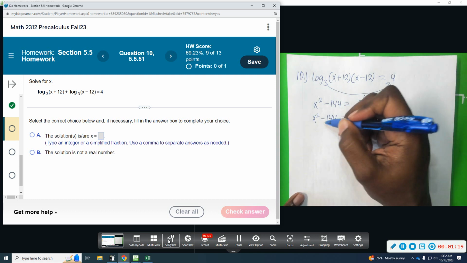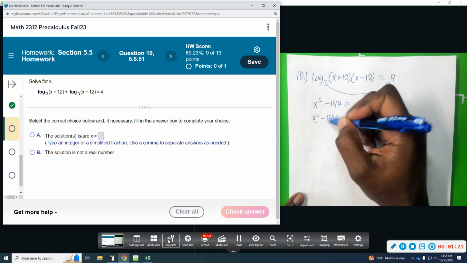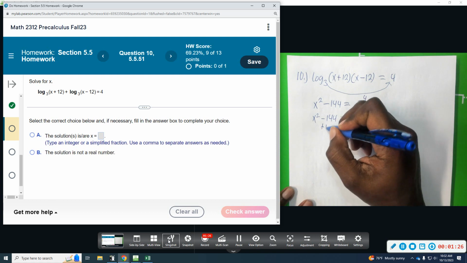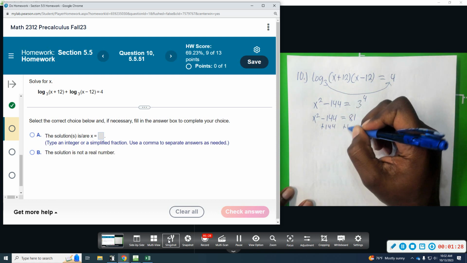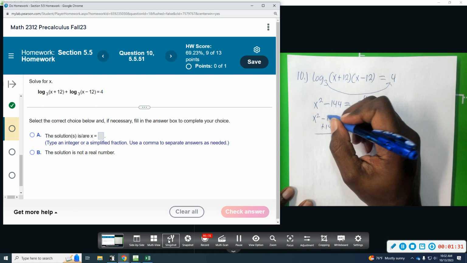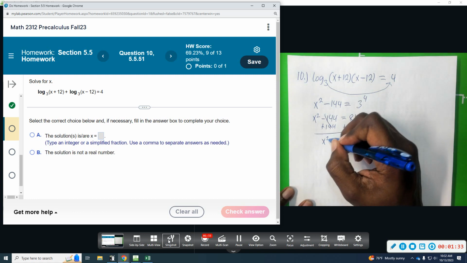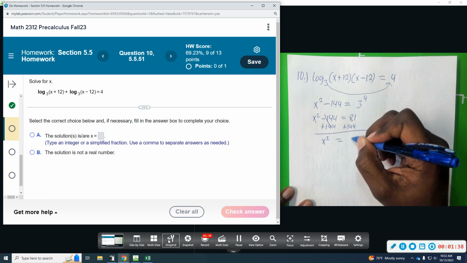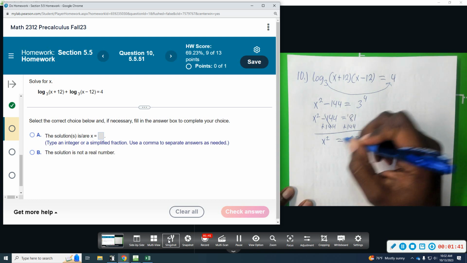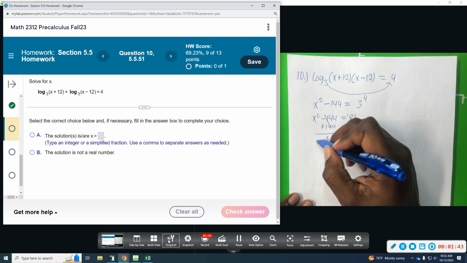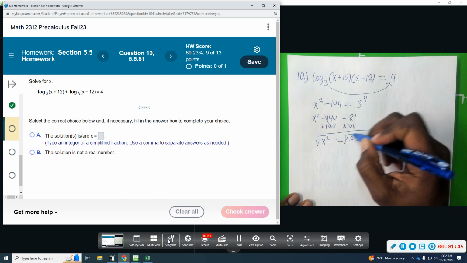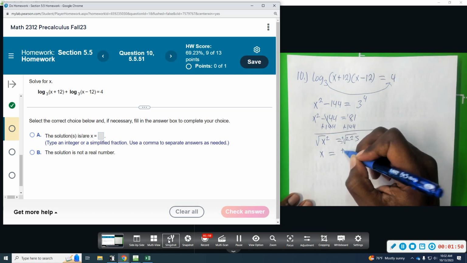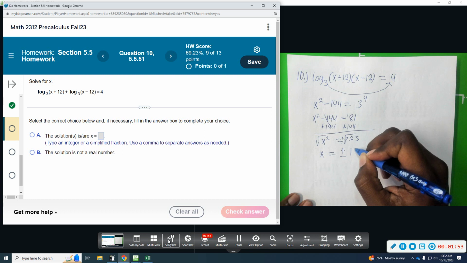And then if I were to add the 144 to both sides, the 144 goes away to 0, so I get x squared equals 225. If I was to take the square root of both sides, remember you got to add plus or minus. X would give me a positive or negative 15.